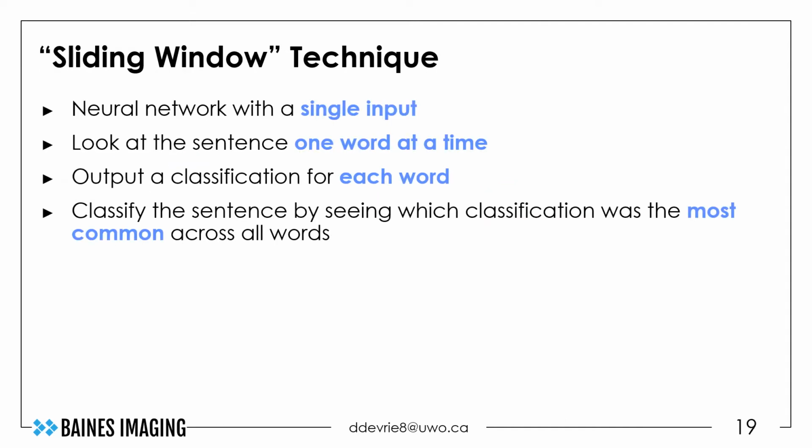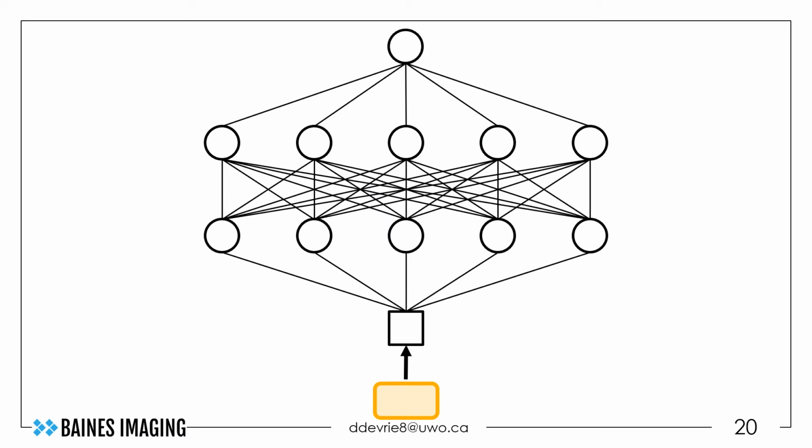So one thing that we can try to do is kind of like a sliding window technique, where we would have a neural network that can just take a single input. So instead of the entire sentence, it's just going to look at one word at a time. And then it could give a classification for each word. And then in order to classify a sentence, maybe we would look at the classification for each word and use a voting scheme. So whatever classification was given the most, that would be the classification for the sentence. So in practice, this would look something like this.